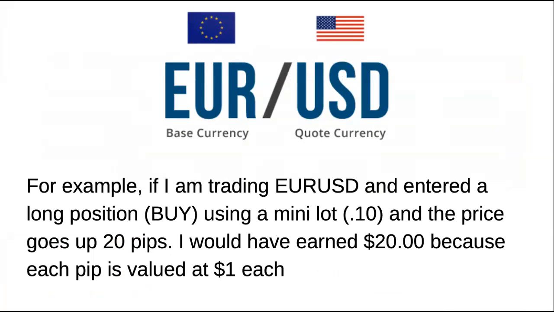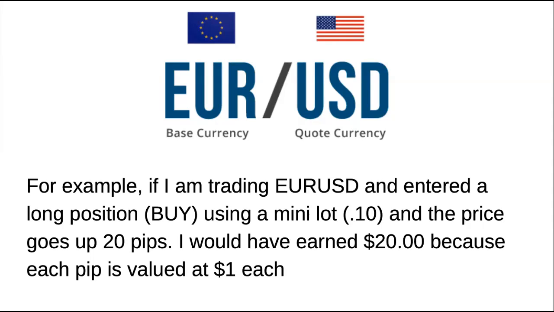So moving right along, let's just say, for instance, I am trading Euro USD. That means that 1 euro is going to cost whatever the quote currency is. So if I'm trading Euro USD and I enter a long position, which is a buy, using a mini lot, which is a 0.10, and the price goes up 20 pips, that means that I would have earned $20 because each pip is valued at $1 each.